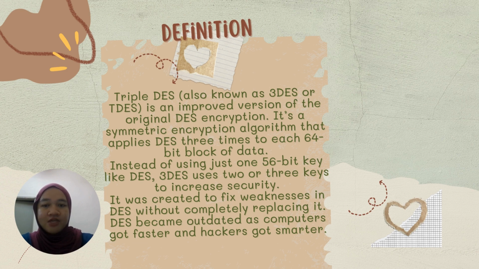Okay, for definition, Triple DES, also known as 3DES or TDES, is an improved version of the original DES encryption. It's a symmetric encryption algorithm that applies DES three times to each 64-bit block of data. Instead of using just one 56-bit key like DES, 3DES uses two or three keys to increase security. It was created to fix weaknesses in DES without completely replacing it. DES became outdated as computers got faster and hackers got smarter.